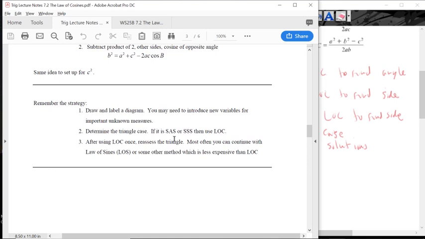Do you have an angle measure that is opposite a known side length? Then the law of sines is available to you. And if you absolutely need to, you use the law of cosines.